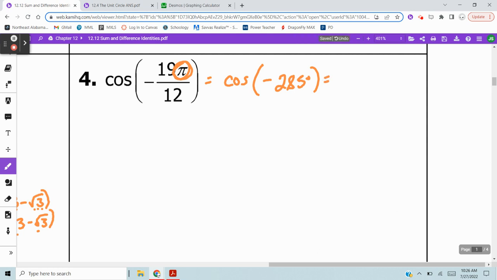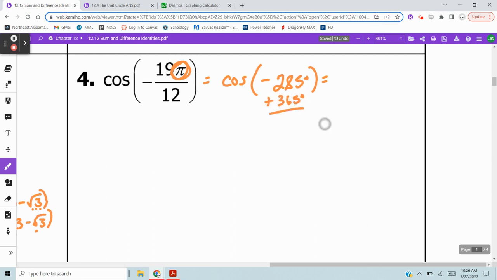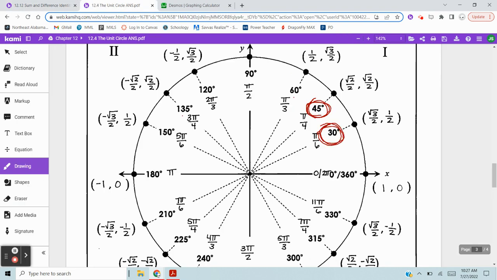And again, I like to always add a rotation if I'm dealing with an ugly negative number. It just makes it so much easier. So when I add that 365 to 280, I get a value of 80 degrees, which would be much easier to find values that add or subtract. So let's go to our unit circle and let's try to find two values that add or subtract to give me 80 degrees.